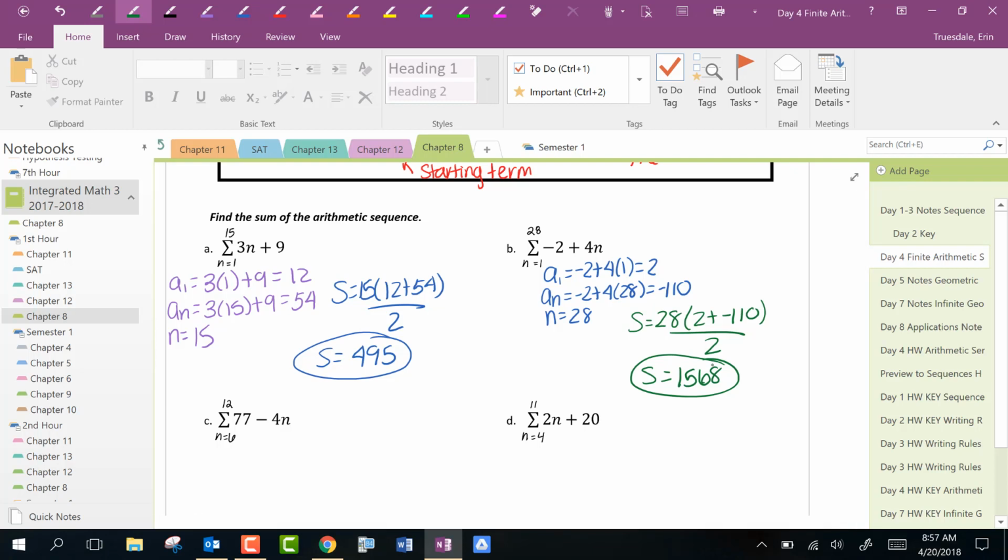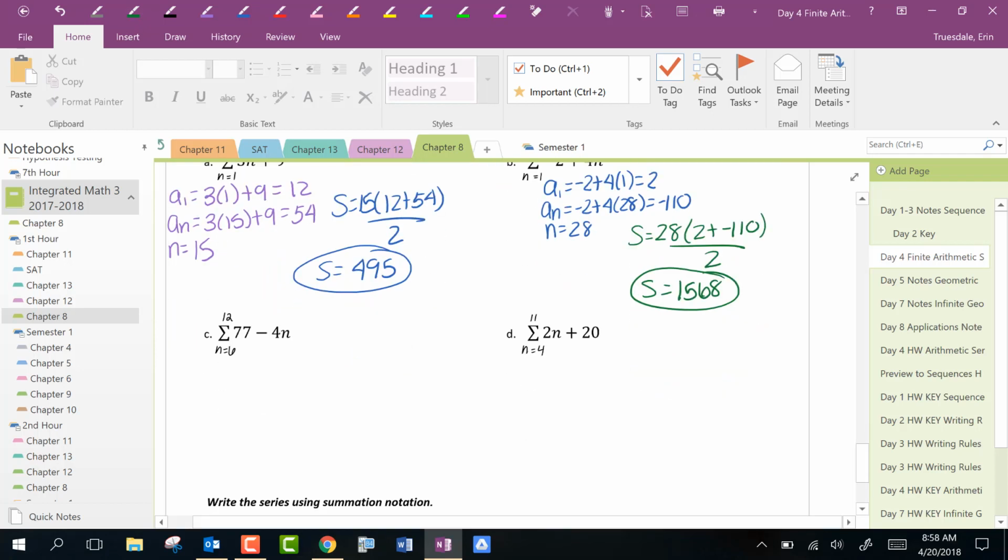Okay, so for term 1, I plugged in 1 for n, and I got 2, because negative 2 plus 4 is 2. For term an, I plugged in 28, because that's where it goes up to, and I got negative 110, and then there's 28 terms in the sequence. I plug it into the formula, and you get 1,568. Any questions?